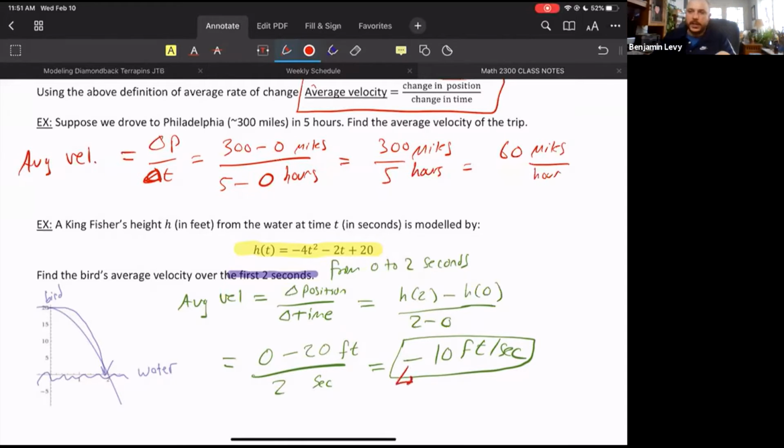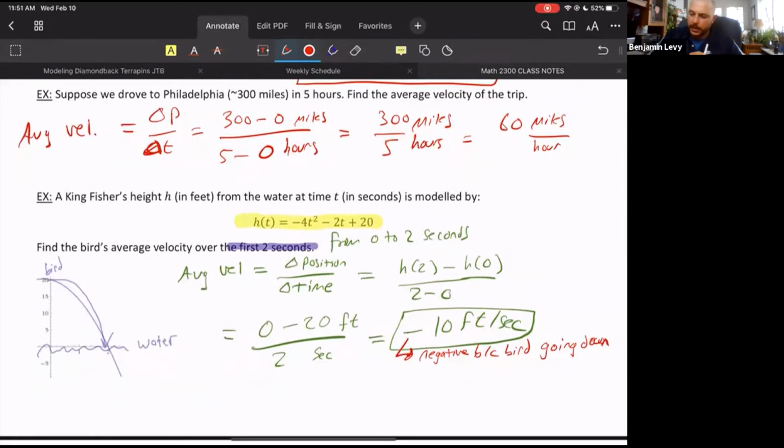What does the negative sign mean? What's that telling us about this situation? It's going down, yeah. So it's negative because the bird is going down or traveling down, whatever you want to say. So with velocity, there's usually a direction involved, and negative just means it's going from somewhere high to somewhere low. If it was going from the water back up into the tree or something, it would be a positive value.